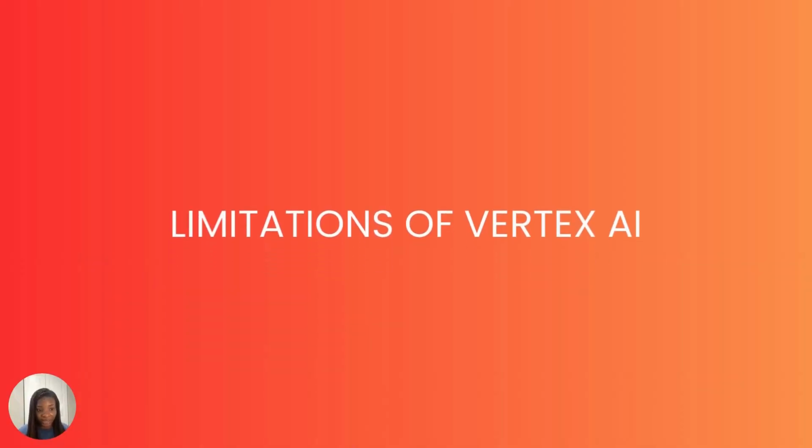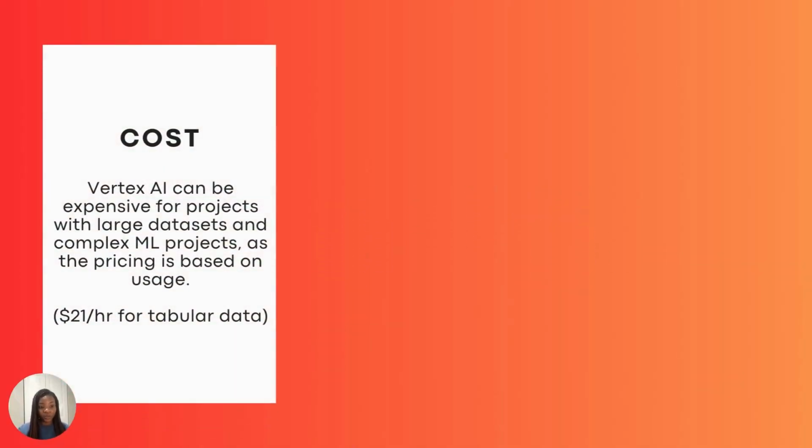So, what are some of the limitations? The first one is the cost. Vertex AI can be expensive for projects with large data sets and complex ML projects. There's a lot of different things that you might need to pay for based on your usage. Just for the tabular data, it's about $21 per hour, like we saw before. So the cost can rack up really quickly.